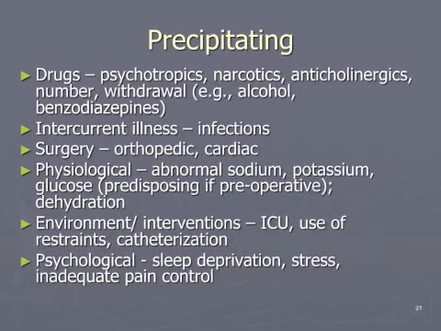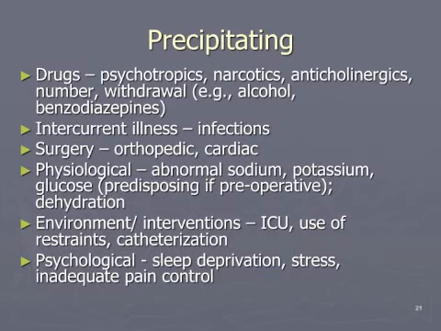As for precipitating factors, you really worry about medications, psychotropics and narcotics, drugs with anticholinergic effects. The number of medications, the more you're on, the more likely you are to run into problems. And withdrawal from medications and also substances like alcohol could be precipitant for delirium. Intercurrent illnesses like an infection could precipitate delirium in a predisposed individual. Surgery, as we talked about earlier.